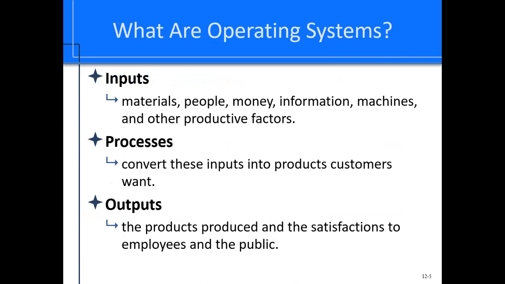And we have input, like what we just talked about: material, people, money, information, machines, other productive factors. Materials could be the ones we use to make cake, like flour. And then people, the bakers that bake the cake, and then the process converts those inputs into the product that the customer wants. That's the process, from the different ingredients to a cake, and then output is the product we produce. So that's the operating system.